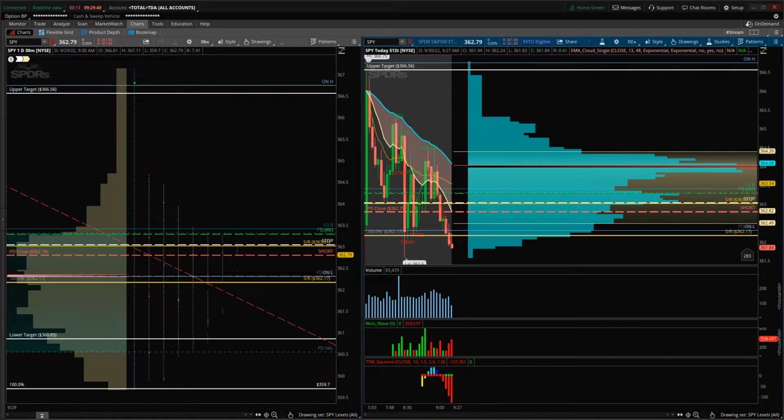Our 90-minute chart is going to show us three periods of 30-minute trading. So it breaks up our market profile data into quarters, if you will, by the time we get to the end of the day. Just a little bit of a longer term view.